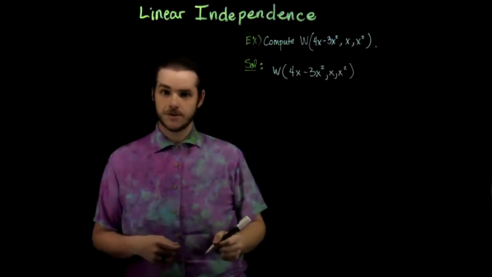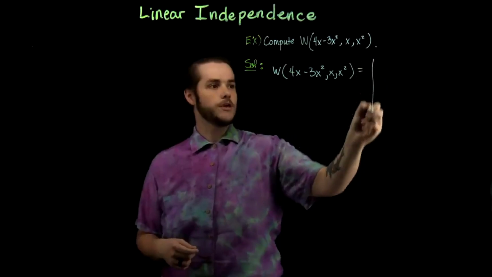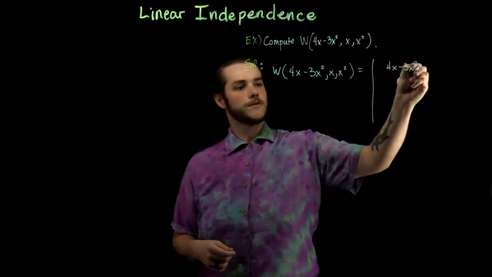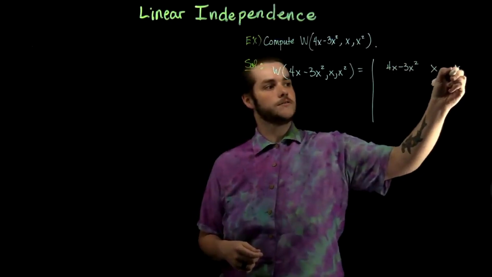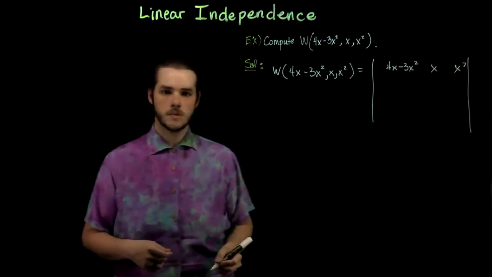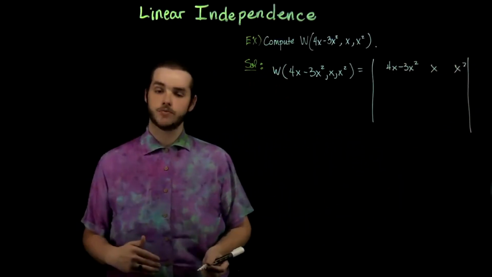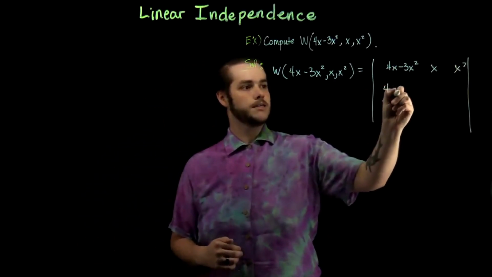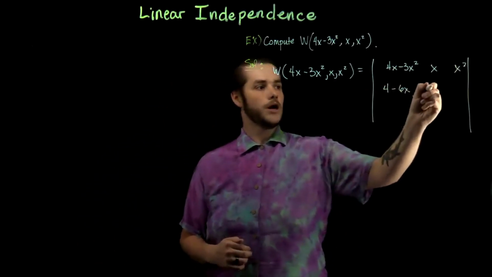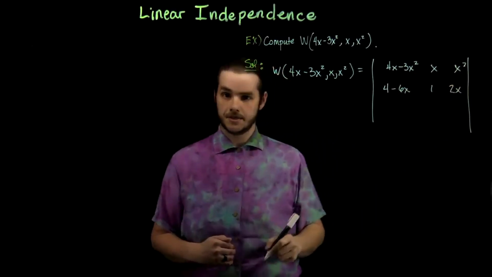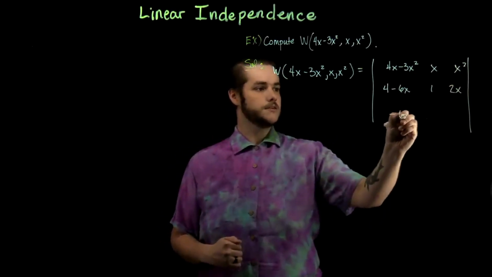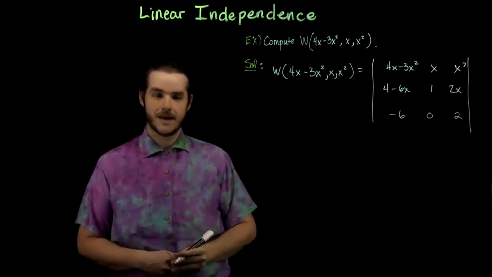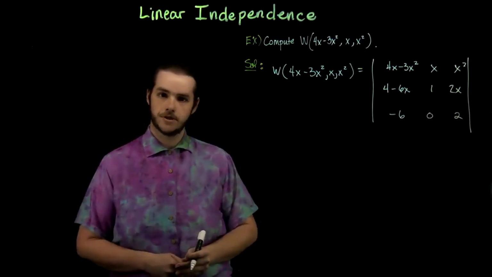I have three functions still, so I'm still going to set up a 3 by 3 determinant. First function, second function, third function. And I'm going to take derivatives down the rows. So the derivatives here are 4 minus 6x, 1, 2x. Take derivatives again: negative 6, 0, 2. I think it's easiest to use that middle column here for our determinants.